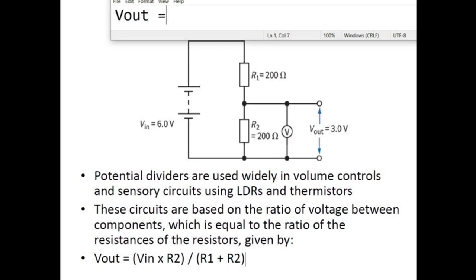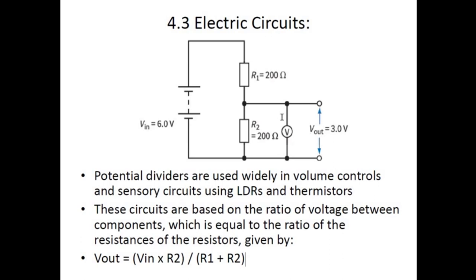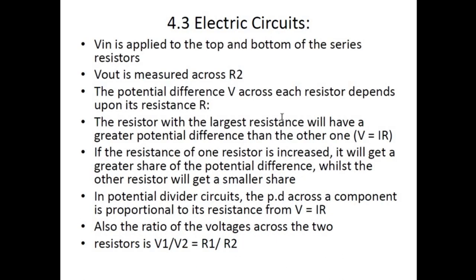V out equals V in, that is 6, multiplied by R2, that is 200, divided by R1 plus R2, which means 200 plus 200. So this would give me 1200 divided by 400, and that would give me 3 volts, which is our output. So we have basically discussed this.